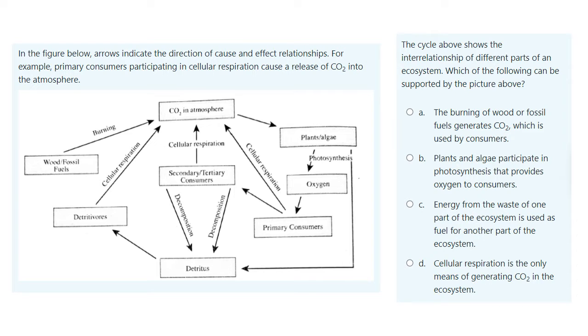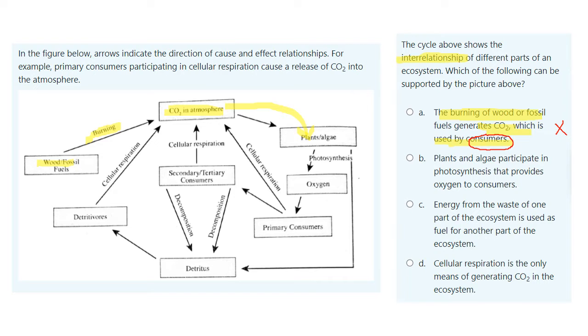The cycle above shows the interrelationship of different parts of an ecosystem. Which of the following can be supported by the picture? A, the burning of wood or fossil fuels generates CO2, which is used by consumers. So burning wood, can we find burning wood? Well, wood burning creates CO2 in the atmosphere. It is then used by producers. It is not used by consumers, it is used by producers. So A looks like it's wrong.